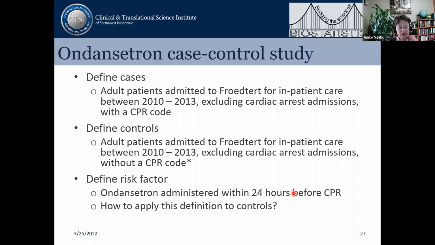But how do we define that for a control? The 24 hours before they didn't have CPR? Most of the time they didn't have CPR, and even the cases most of the time didn't have CPR. So this kind of definition tells us that we will need matching. This is a very nice example of when matching is absolutely helpful, because how would you do an unmatched case control study when you don't know which 24-hour period to look at?